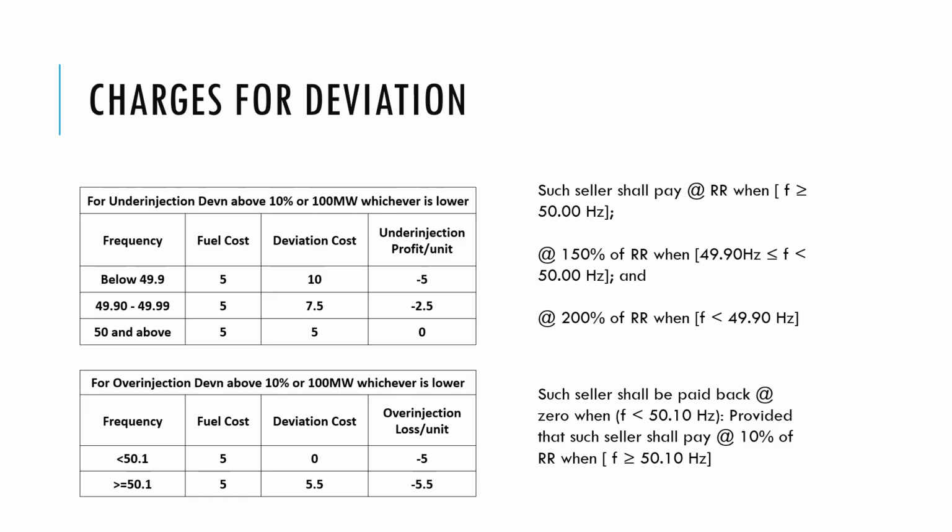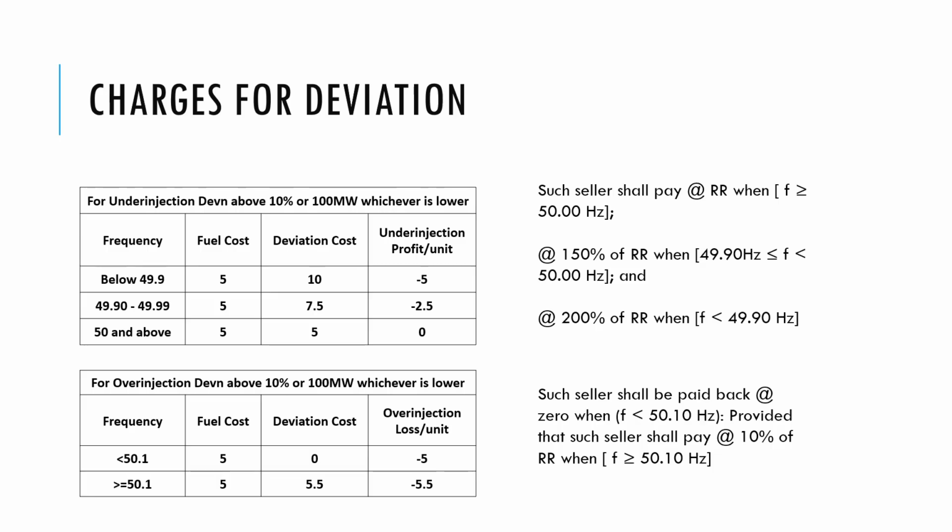Now comes the over injection. What would be the case when the seller over injects beyond 10% or 100 megawatt? This is normally the case during startups, or when the schedule is very much below the technical minimum and the generator cannot reduce the schedule.